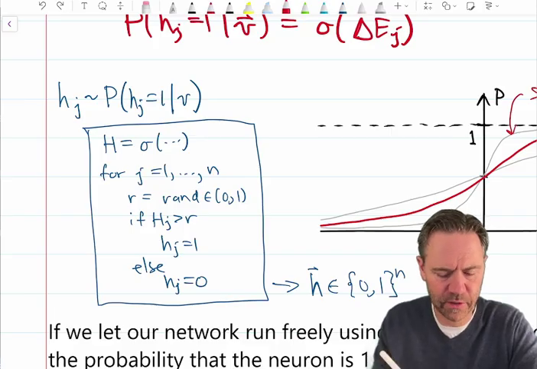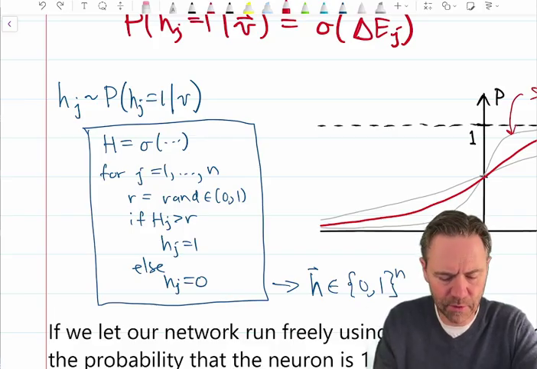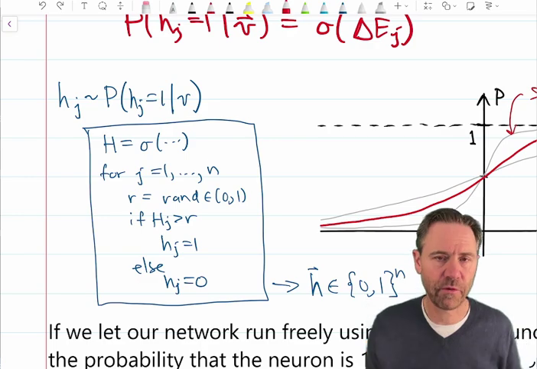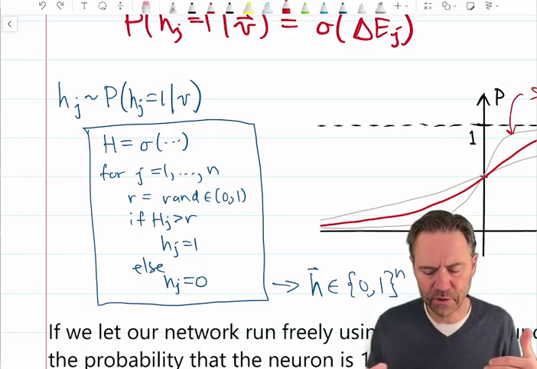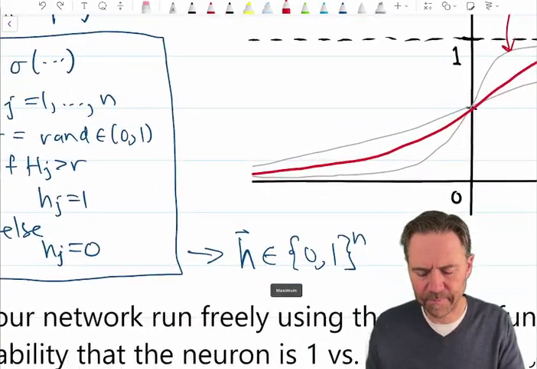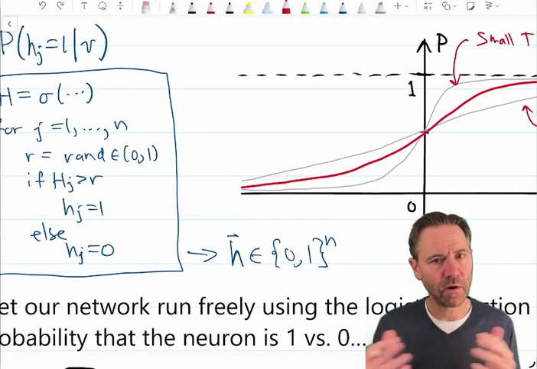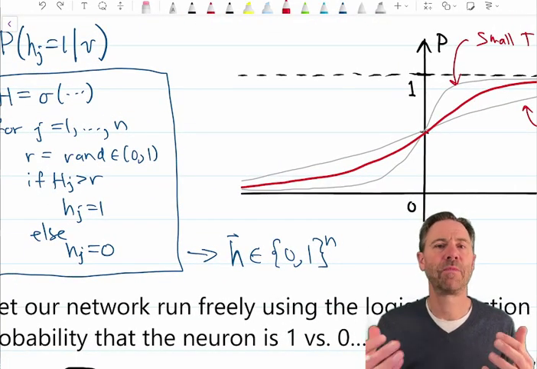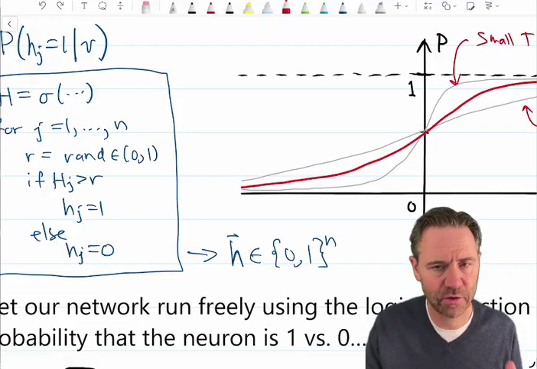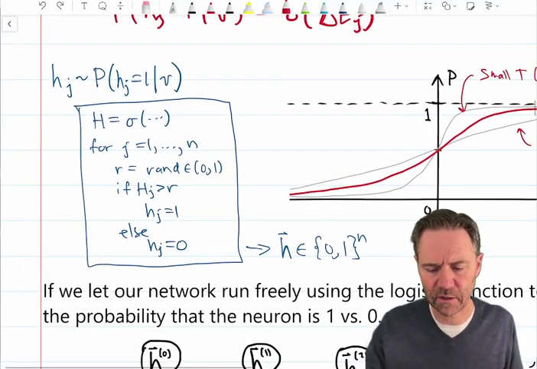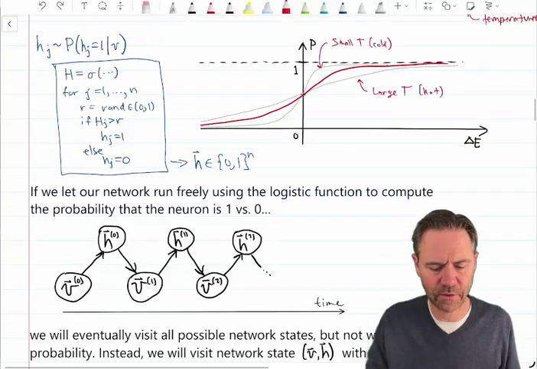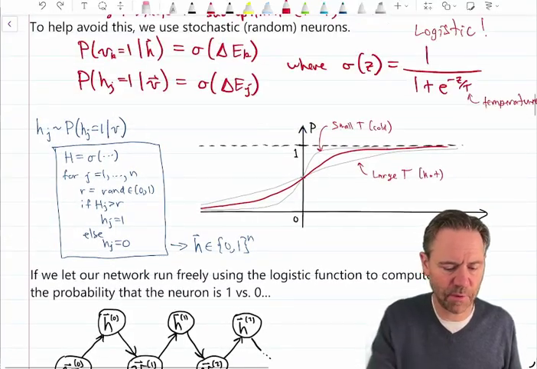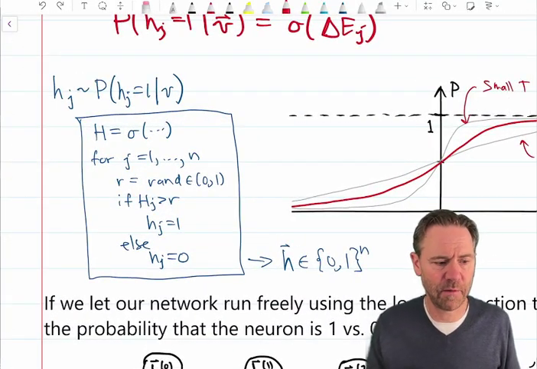Okay, so I've computed it for all those H neurons, and now I'm going to loop through them for j equals 1 to n. I choose a random number, and if that H sub j is greater than the random number, I turn the neuron on. If it's less than the random number, I turn it off. This gives me a vector of 1s and 0s that represent the binary hidden state. You could do the same thing for the visible nodes as well. So this little box here is basically a Bernoulli process.